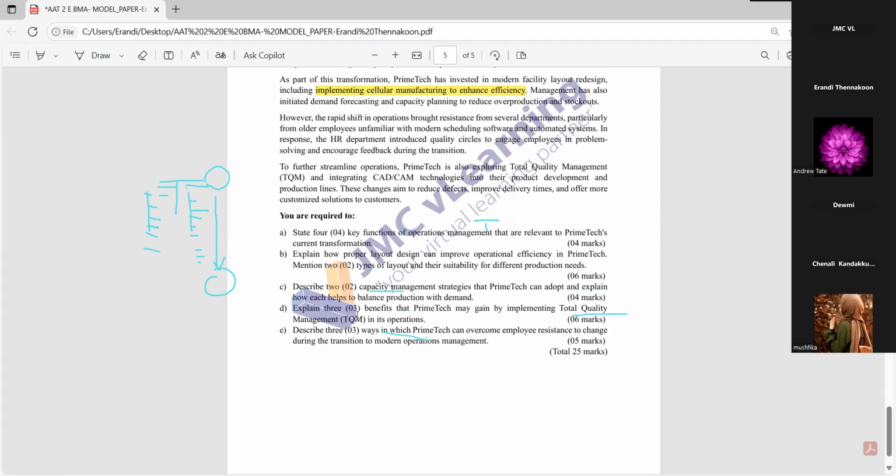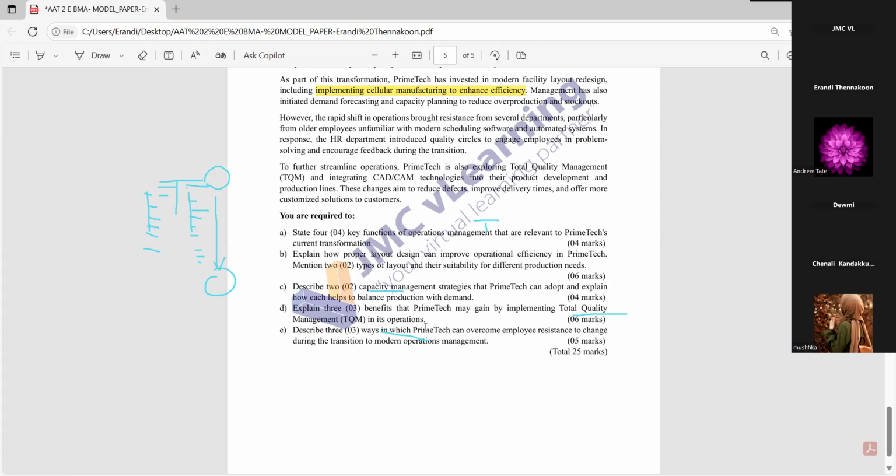And then explain three benefits that Prime Tech may gain by implementing total quality management. So here you have to have a good idea about total quality management, right? Then based on that, you can create your answer. So they're expecting continuous improvement. Total quality management will help them to foster a culture of ongoing improvement. I told you total quality management is focusing on continuous improvement, right? Which helps Prime Tech to maintain high productivity standards as well.